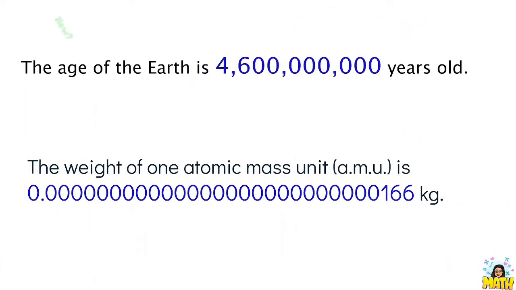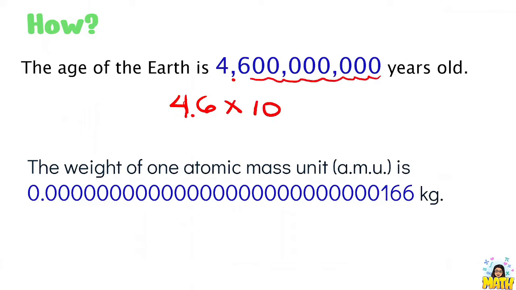So now, going back to our question a while ago, how do we write this in a simpler or shorter way? The age of the Earth, which is 4,600,000,000 years old, can be written in scientific notation, in which we place the decimal point after the first non-zero digit times 10 raised to the 9th power. This is positive because we have a bigger number.